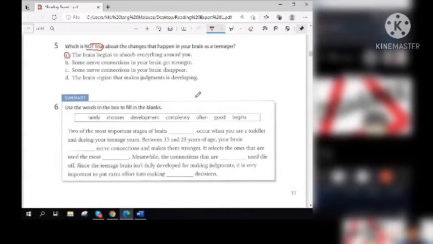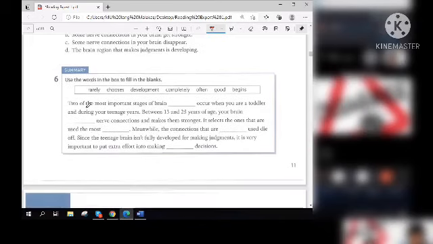Next one, number 6, the summary part. So you're going to use the words to complete the summary. Let's begin. Number 6, two of the most important stages of brain blank occur. Development occurs when you are a toddler. Okay, very good. Development. And next one, your brain blank nerve connections. Chooses. Okay, very good. So a while ago we learned selection.